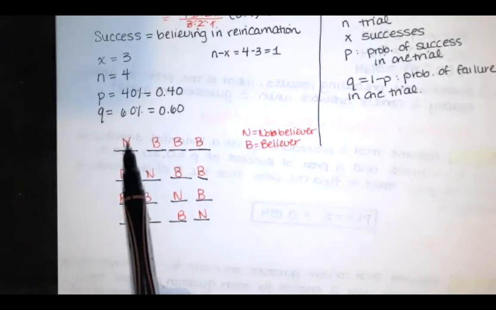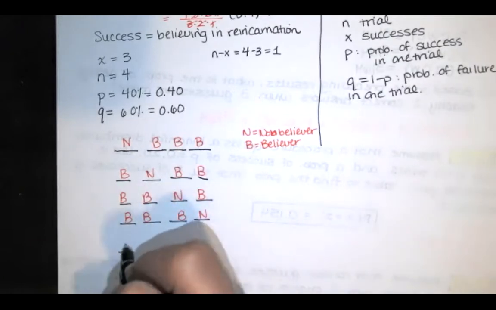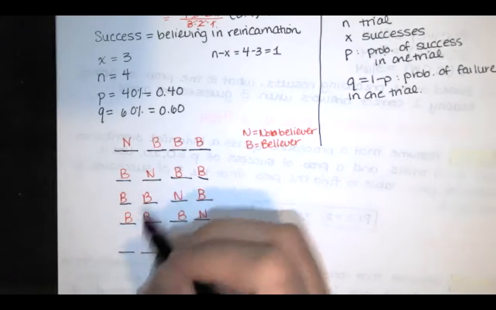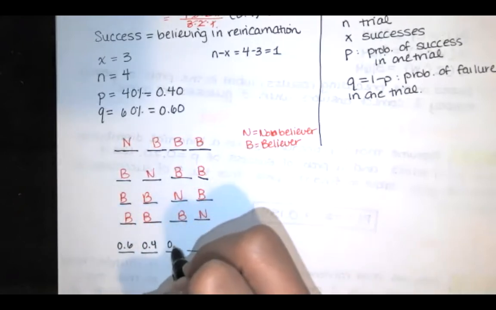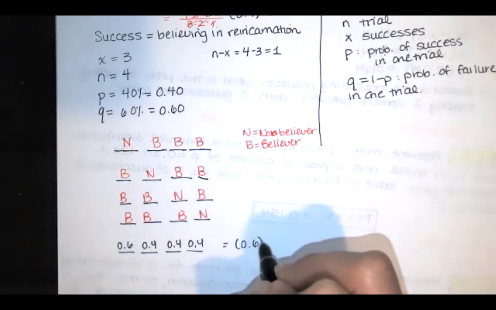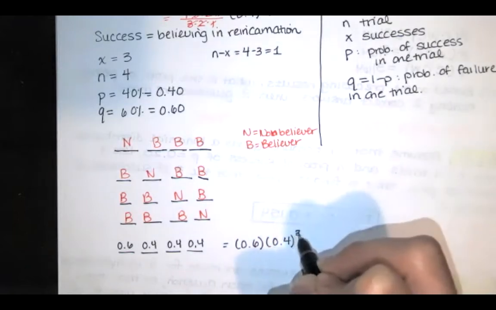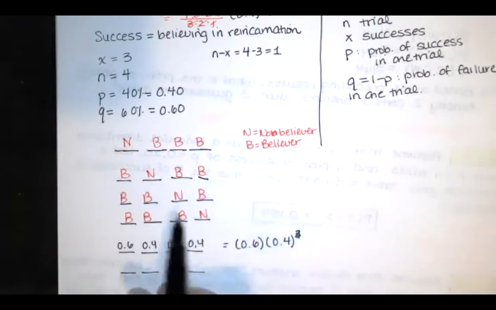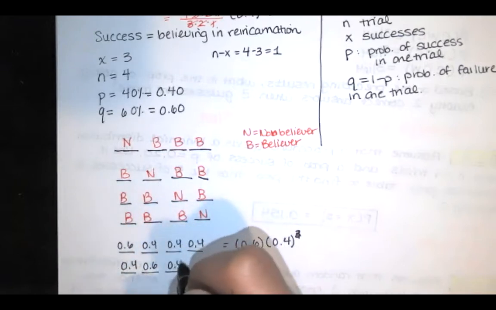The probability of finding a non-believer and then 3 believers is this. The probability of having a non-believer in this position is the probability of failure in one trial, or 0.6. And the probability of having a believer in the other positions is 0.4 for all of them. And if we multiply those together, we get 0.6 times 0.4 to the third, because we've got 3 of them. Now, if I'm looking at that second possibility where you have 3 believers and a non-believer, we have 0.6 here and 0.4 here, here, and here.